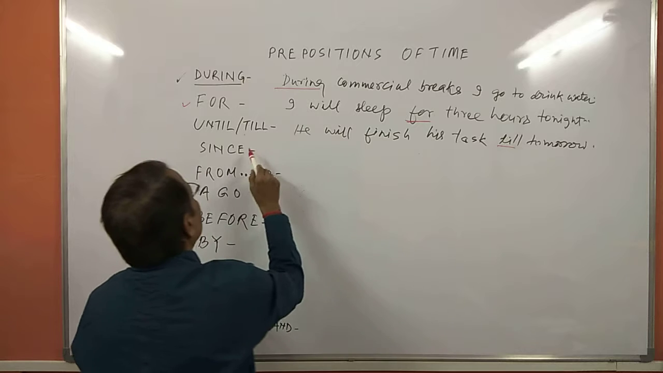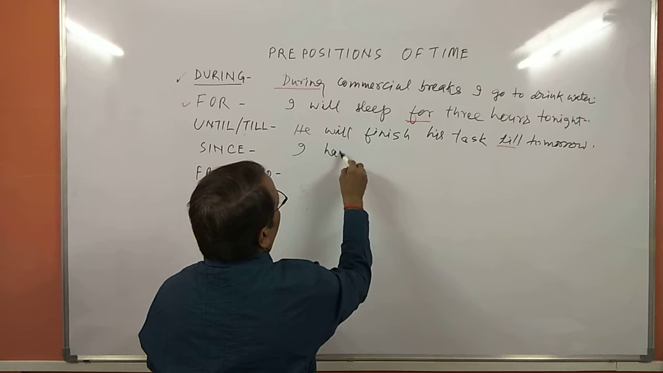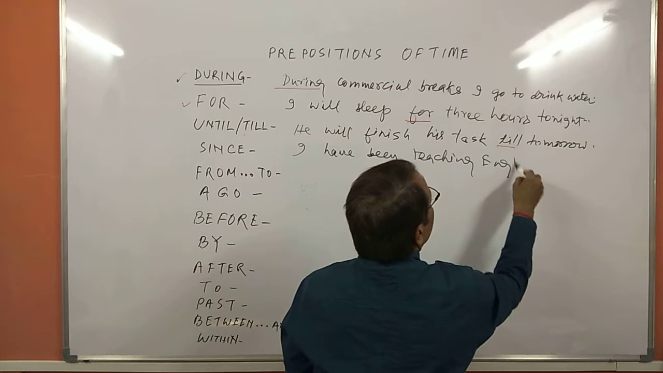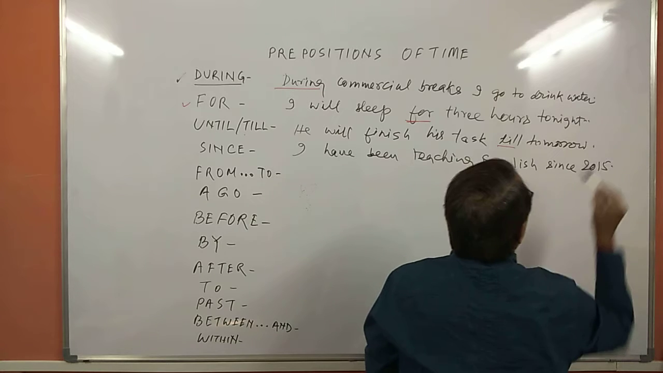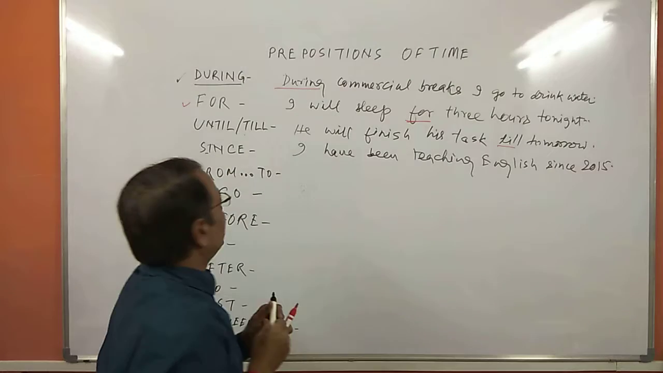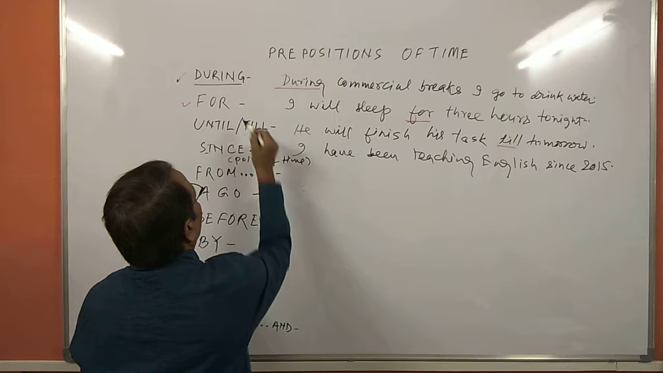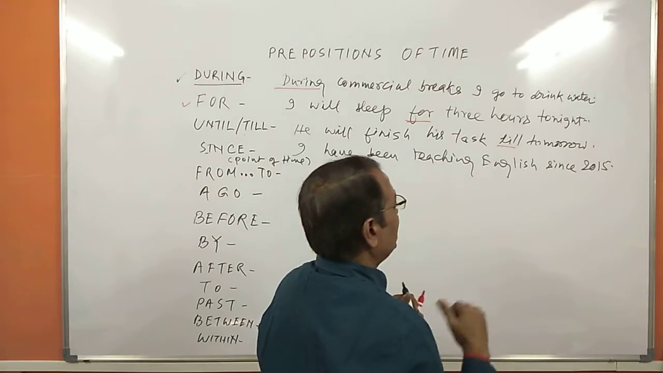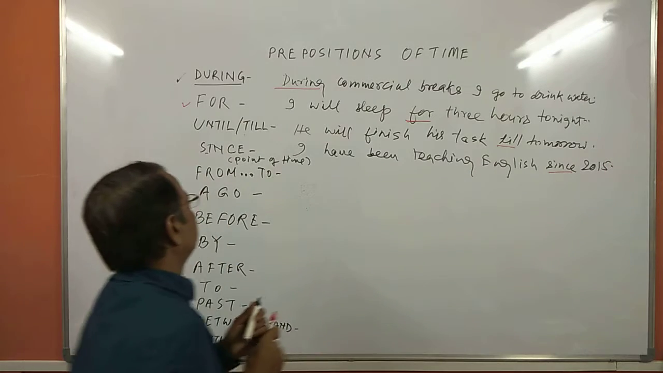Since we mostly use when we use perfect continuous tenses, right? I have been teaching English since 2015. Here you see one thing I would like to make clear. Whenever using since, it must have a point of time. We use for with a period of time and since with a point of time. If you say I have been teaching English since 2015, you are specifying a point of time, and that's why using since.